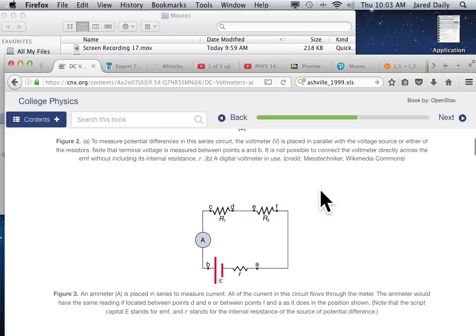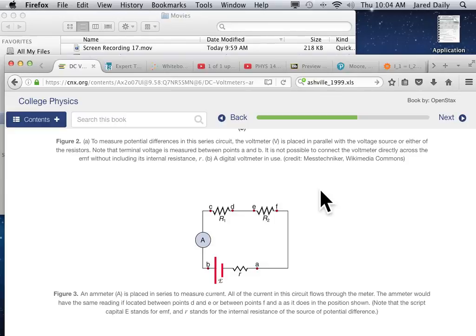Ammeters are exactly the opposite. An ammeter is what measures the amps, or the current, through a circuit. And in order for an ammeter to work properly, you need to actually insert the ammeter into the circuit so that all the current in the circuit goes through the ammeter, so that you can measure how much current is going through that circuit.